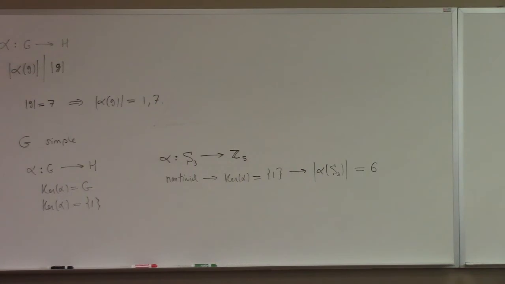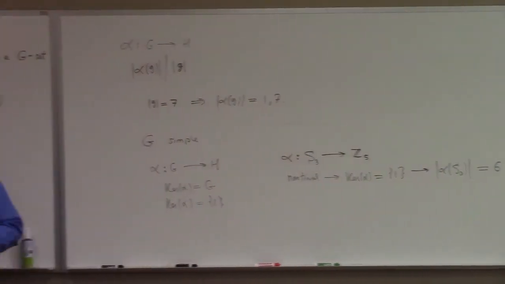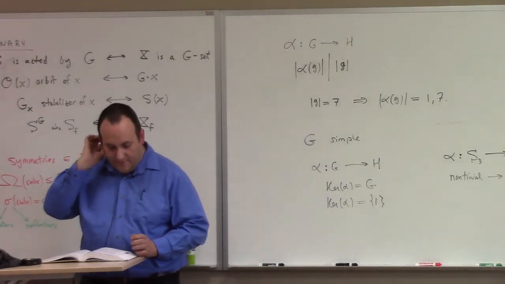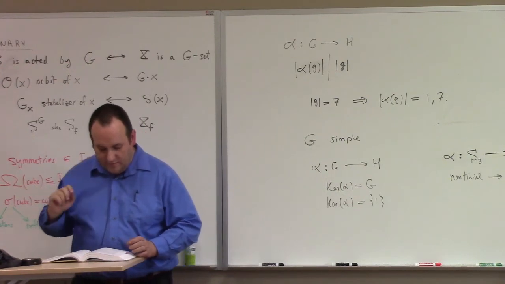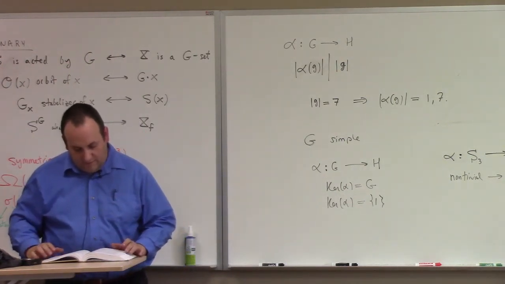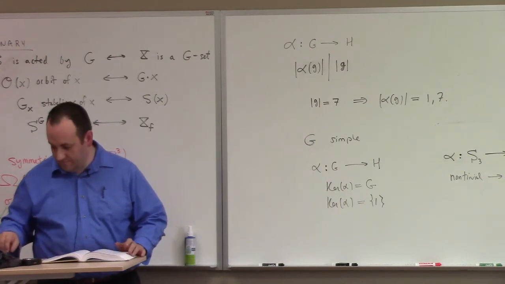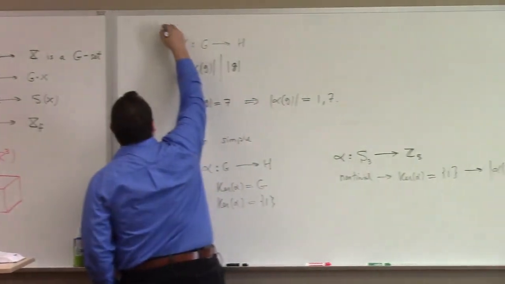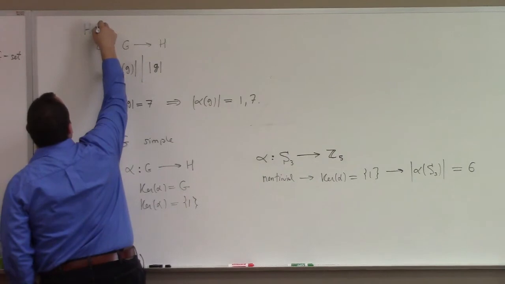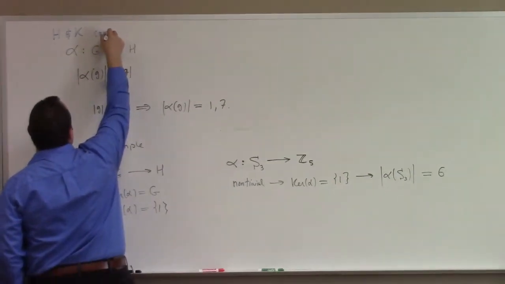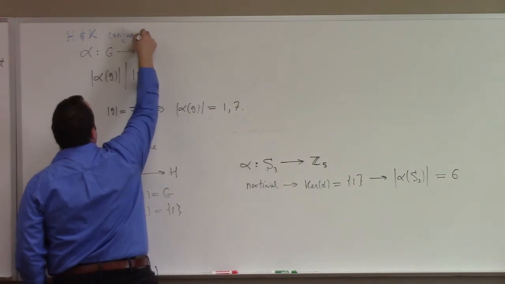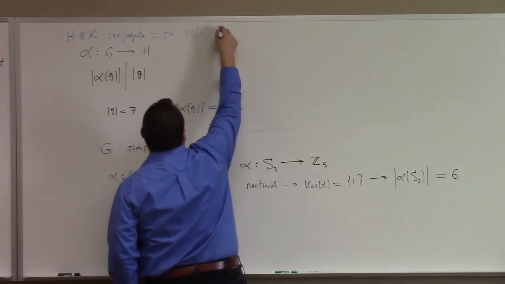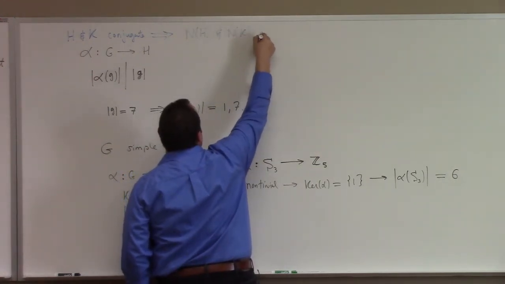All right, 8.2 number 7, you say. This is the training exercise? Aha. If H and K are conjugate subgroups in G, show that the normalizer of H and the normalizer of K are likewise conjugate. So let's see here. H and K conjugate implies the normalizer of H and the normalizer of K are conjugate.